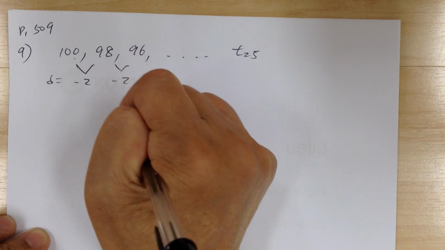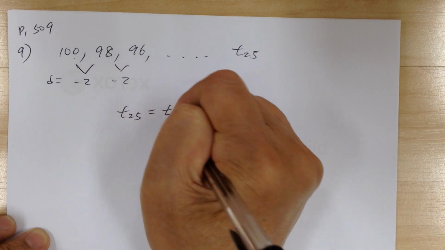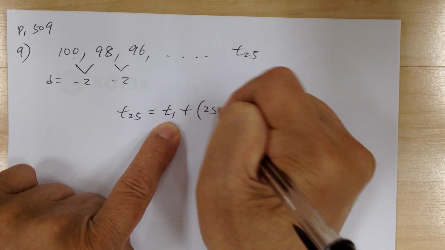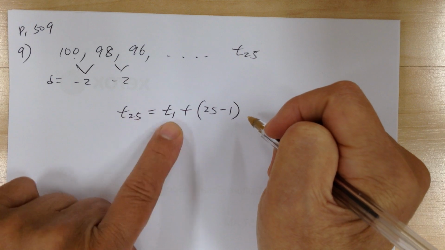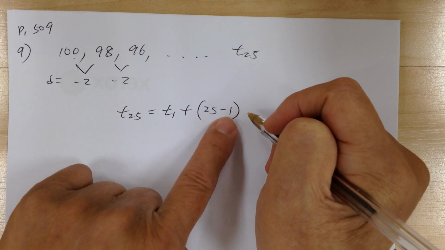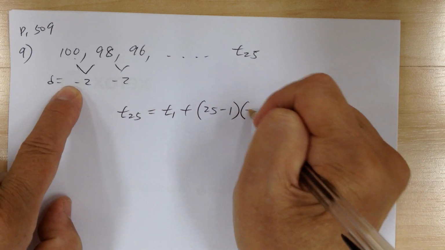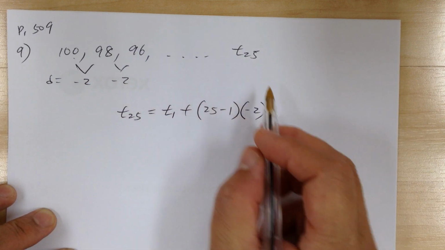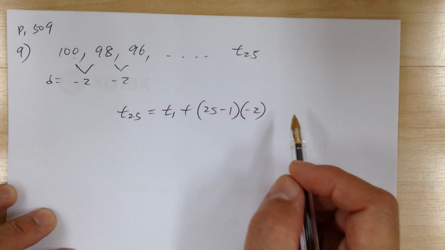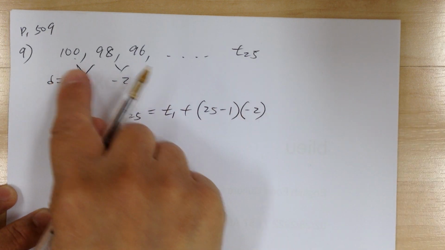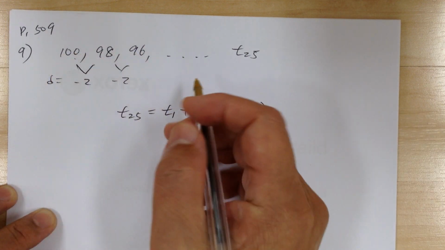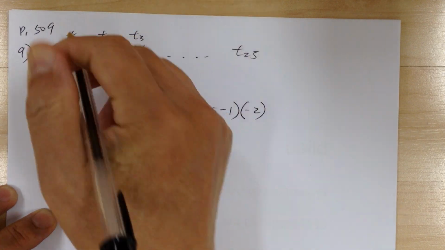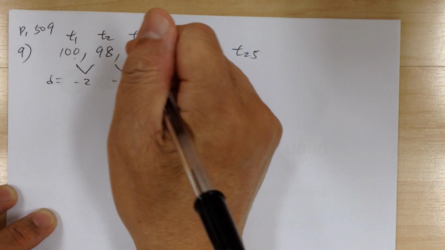So start with T25 equal to T1 plus, now again, you use 25 and 1, so you have 25 minus 1, right? And the D is negative 2. Again, this tells you how many gaps are in between, and each gap is negative 2. So you just work it out. Then after that, you can substitute your T1. T1 is 100, right? Again, T1 means first term, second term, third term.